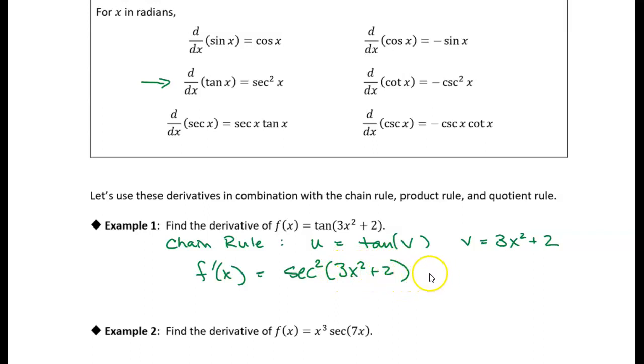All right, but to apply the chain rule, I need to then take that and multiply it by the derivative of the inside function. So I'm going to multiply that times the derivative of 3x squared plus 2. That's my inside function. So I get 6x, derivative of 2 is just 0, so it's just times 6x. And there you go. We've got one of them done.